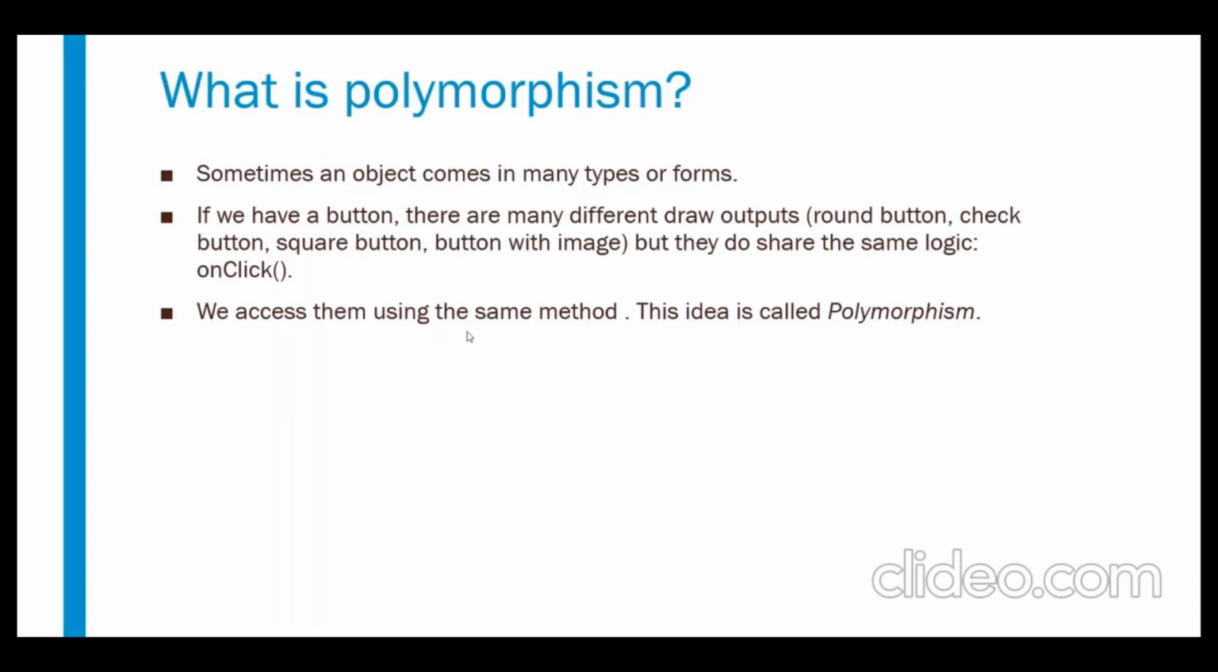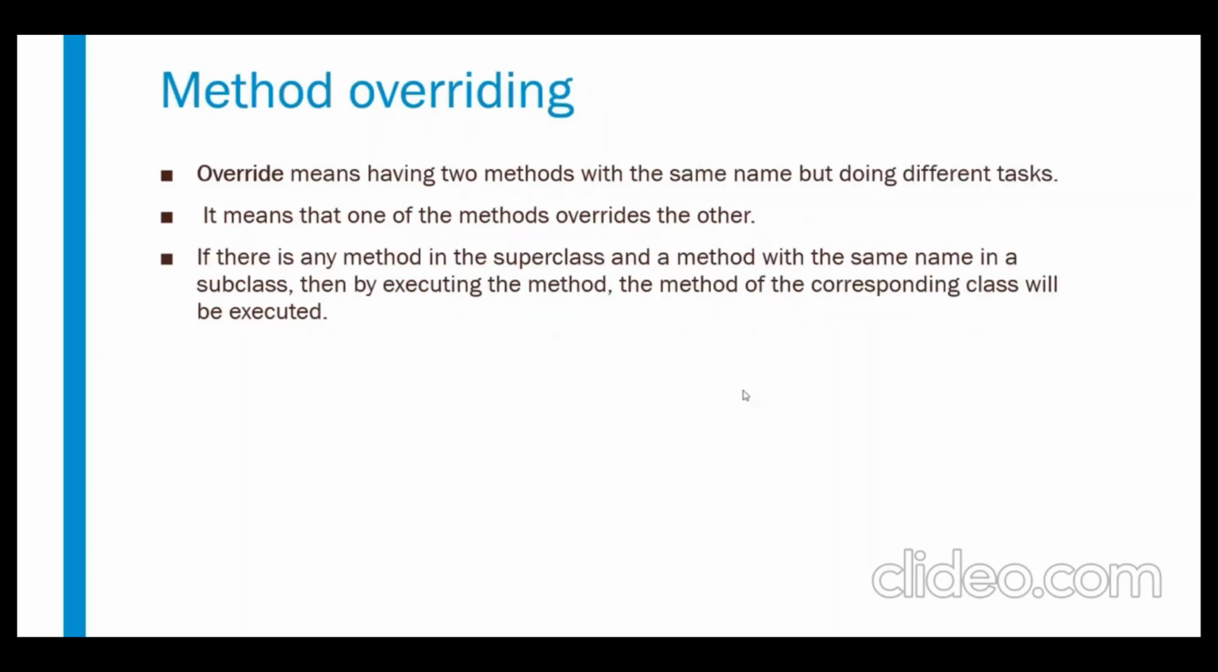So sometimes an object comes in many types or forms. If you have a button, there are many different draw outputs like a round button, check button, square button, or button with some image, but they do share the same logic. Whenever we click on the button, it will do the same thing, and we can access them using the same method. So this idea is basically called polymorphism, meaning one thing can have multiple behaviors. The same thing can behave in different ways based upon the input we provide. So that is the concept of polymorphism. Thus polymorphism can be achieved by using overriding and overloading concepts in Python.